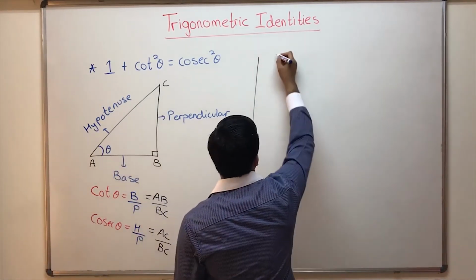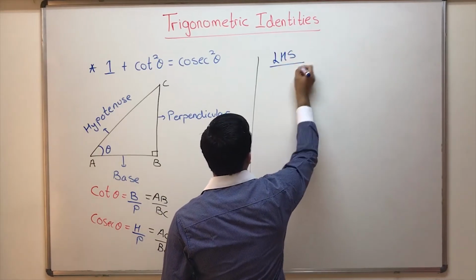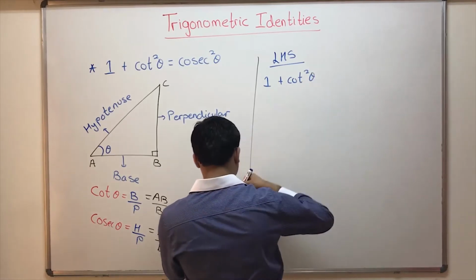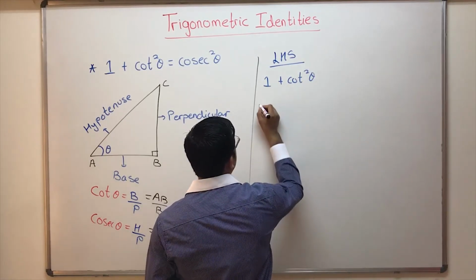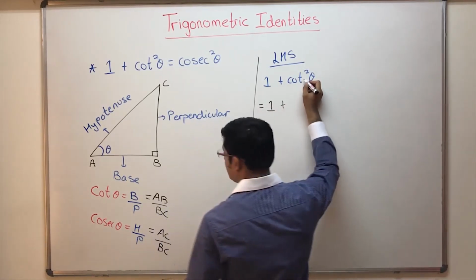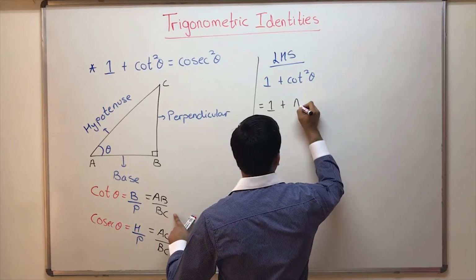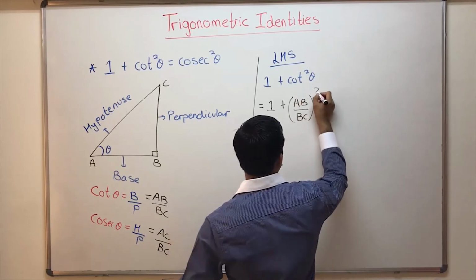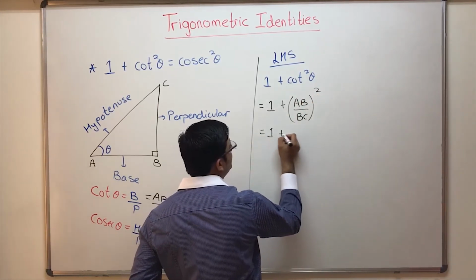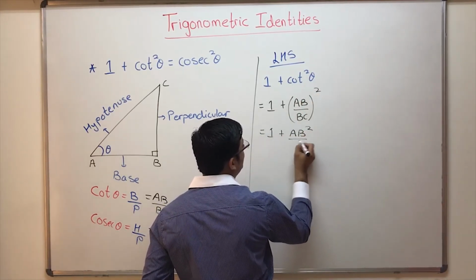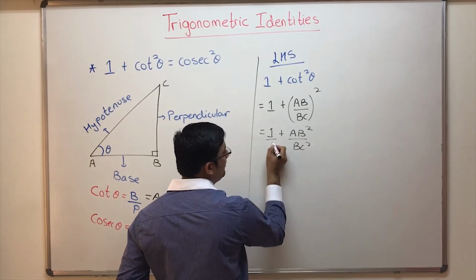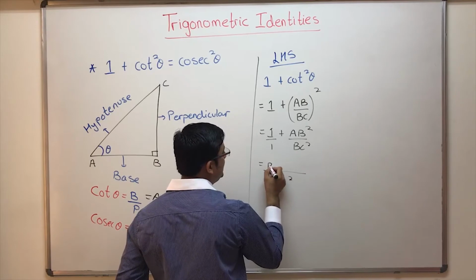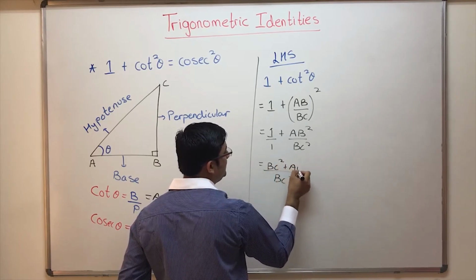So we'll start off with the LHS. LHS we have 1 plus cot square theta. So let's plug in the values. This is equal to 1 plus, what is cot theta? AB by BC. So cot square theta, the whole square. So this is equal to 1 plus AB square by BC square. Here denominator is 1, let's simplify. LCM is what? BC square. So we get BC square plus AB square.